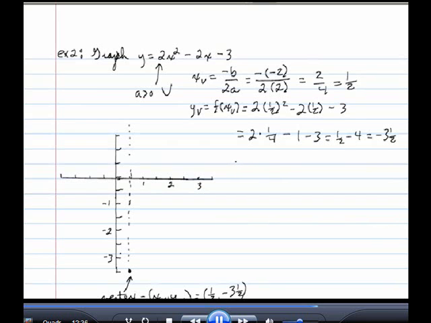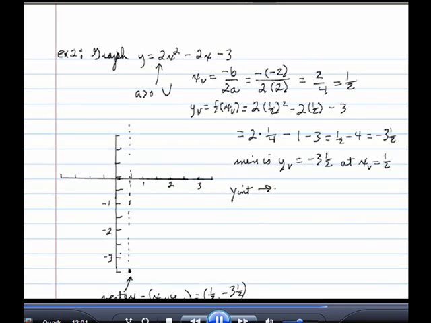We would say the minimum is y vertex equals negative 3.5 at x vertex equals 1/2. So this gets as low as negative 3.5 when x is 1/2. Now I want to finish the graph of this thing. So I need another point, so I'm going to try to find the y-intercept again.